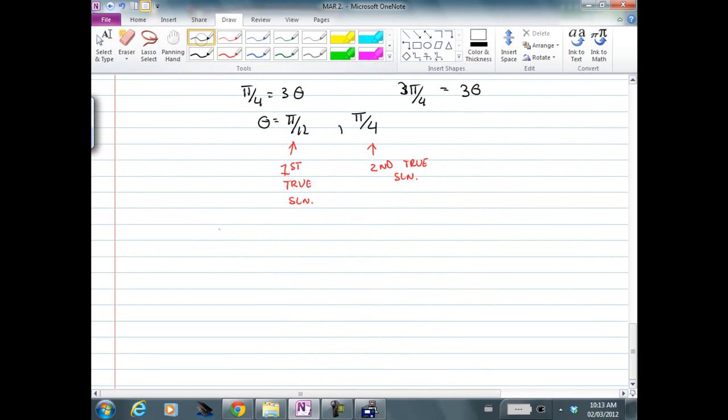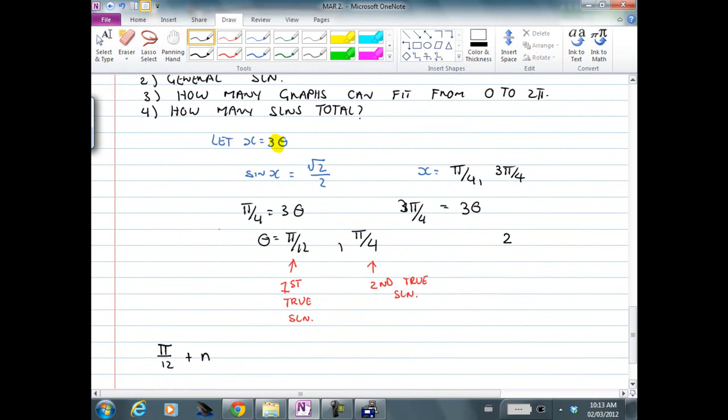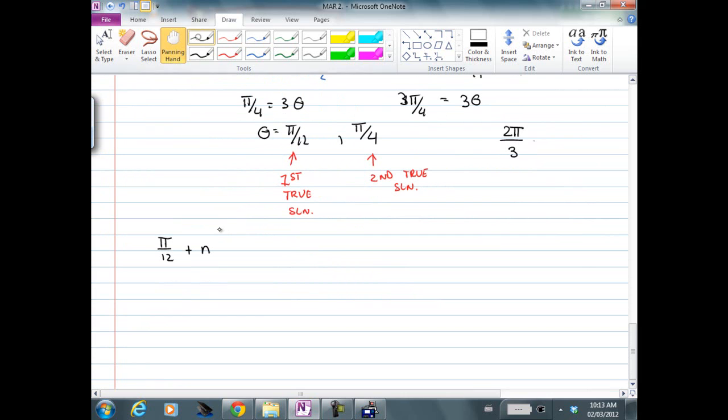General equation. So I take my true one, pi by 12 plus n times the period. My period in this case is 2 pi over 3. That's my period. So I go back and write this as pi by 12 plus 2 pi over 3 n, where n is an element of the integers. A couple years ago, on the provincial exam, they actually took marks off when you didn't write n is an element of I.